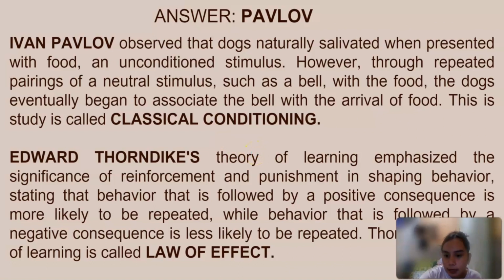Okay, and lastly, Thorndike's laws of learning. Edward Thorndike's theory of learning emphasizes the significance of reinforcement and punishment in shaping behavior, stating that behavior that is followed by a positive consequence is more likely to be repeated, while behavior that is followed by a negative consequence is less likely to be repeated. Thorndike's theory of learning is called the law of, not law of effect, I'm sorry, it is laws of learning. Law of effect is one of the laws of learning that Edward Thorndike has for his theory of learning.